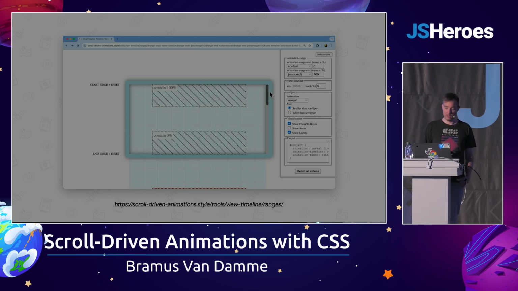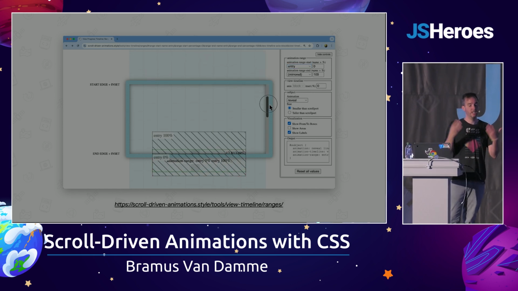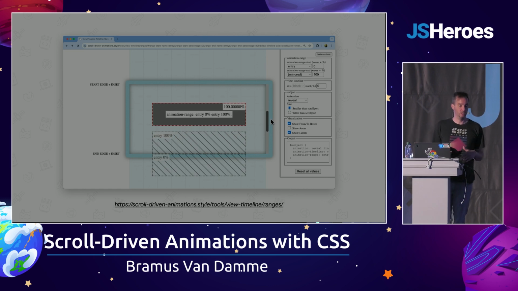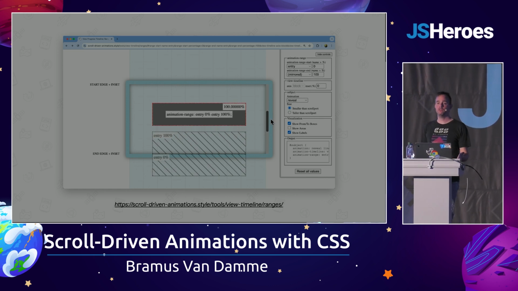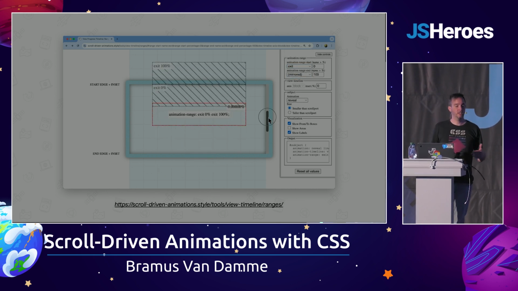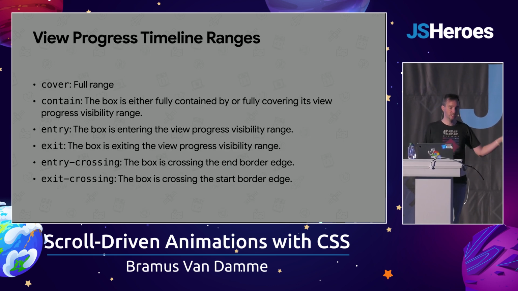We have another range that you can use, namely entry, if you want to do entry effects. So as a thing is entering, the animation will run, and once it has fully entered, the animation will already be done. And obviously, mirrored to entry, you also have exit, which is to do exit animations. So the animation will start as the item is leaving the scroll port at its start edge. So these are the ranges, and we also have entry crossing and exit crossing. I won't bother you with it today.